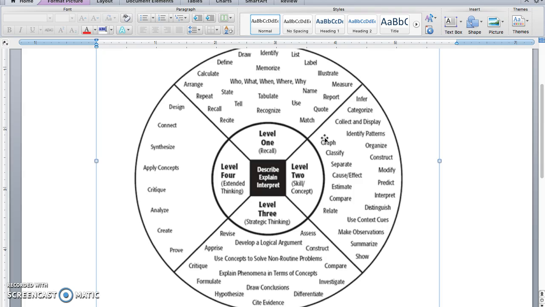I found that it contains more of these terms that allow us to identify the skills that are being assessed of our students. And it's very user friendly.